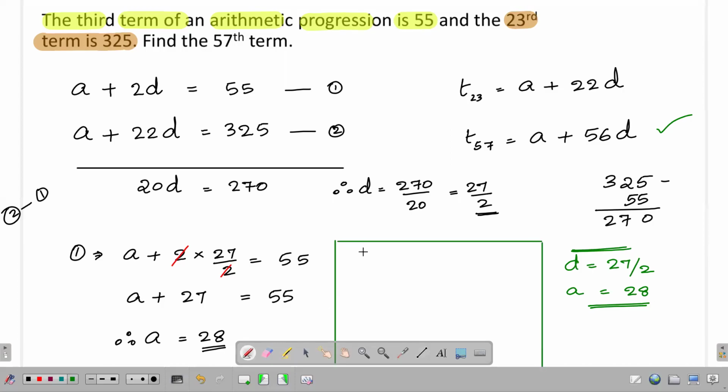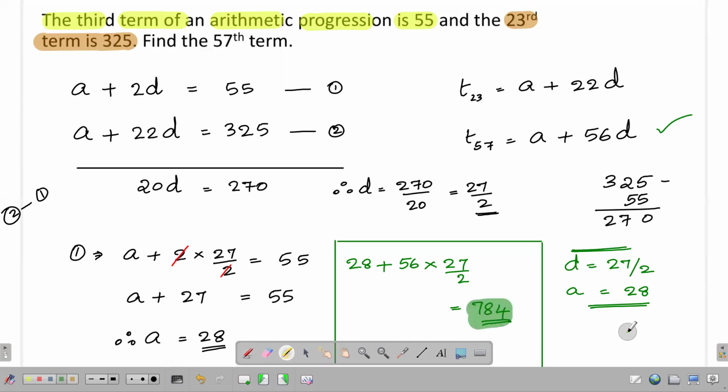I can see that now 28 plus 56 into 27 upon 2, that is going to be the 57th term, A plus n minus 1 into D. On calculation, this 28 plus 56 into 27 by 2 will be coming here as 784. So as far as our question is concerned, the final answer is 784.